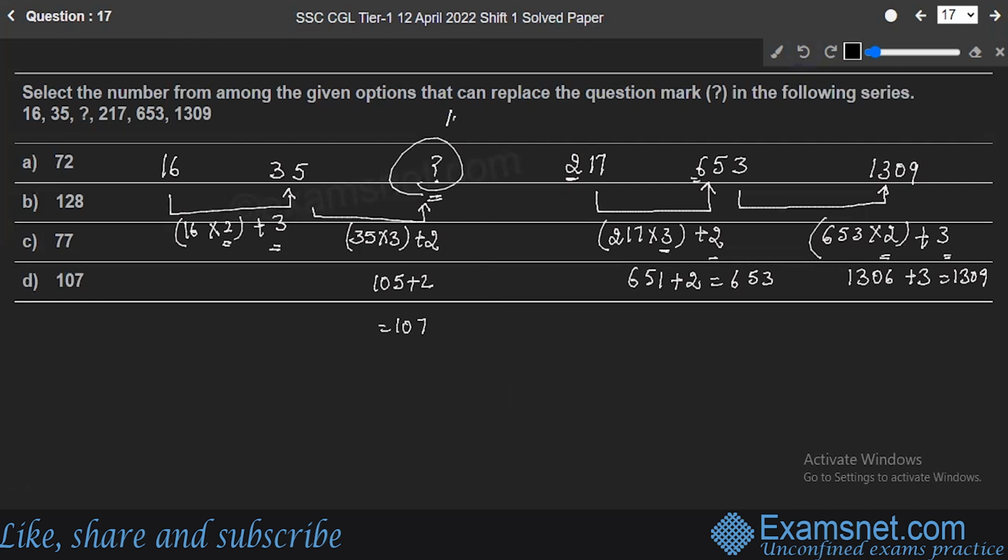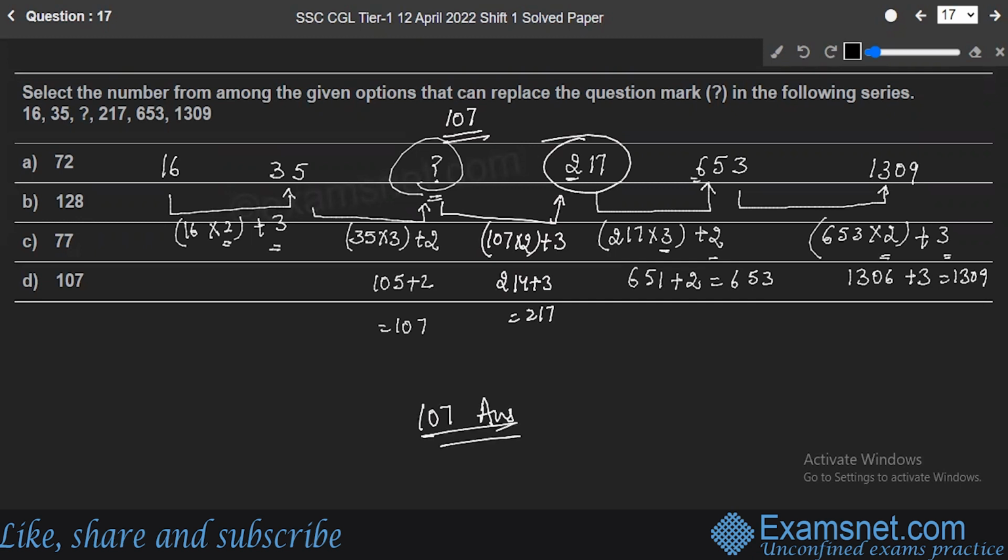See, this is 107 that I have calculated. If I'm moving from here to here, 107 will be multiplied by 2 plus 3. This gives me 214 plus 3, which is equal to 217. And yes, that's good. That's bingo. We got our 217. That means we are on the correct path. Hence, the question mark will have 107, and this 107 is our correct answer. Option D is the answer to the question. Hope you're clear.